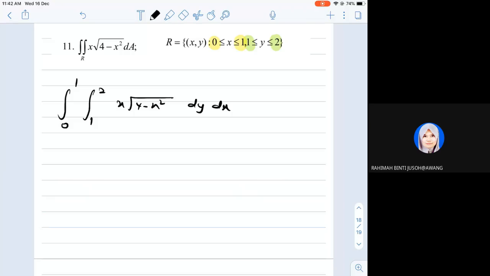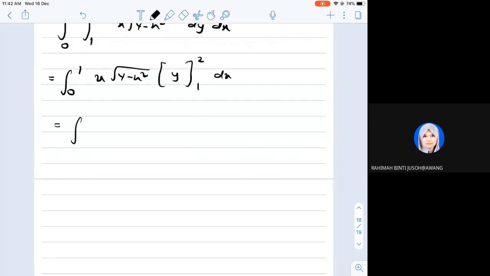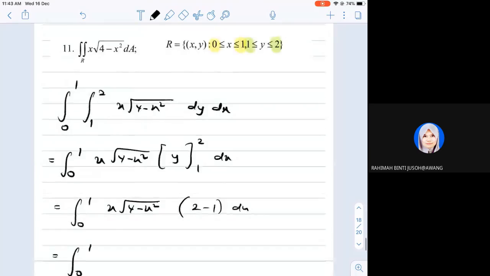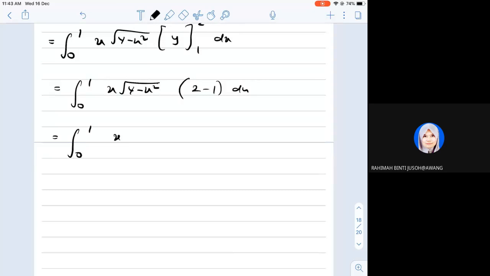So now dy dx, of course the whole thing becomes a constant. So 0 until 1, x square root 4 minus x squared ni just a constant. So bawa keluar siap-siap. And then you integrate 1 with respect to y, you got 1 lah. So y, substitute 1 and 2, dx. So we will have 0 until 1, x square root 4 minus x squared, 2 minus 1, dx. So 2 minus 1, of course we get 1. So we can integrate this happily.